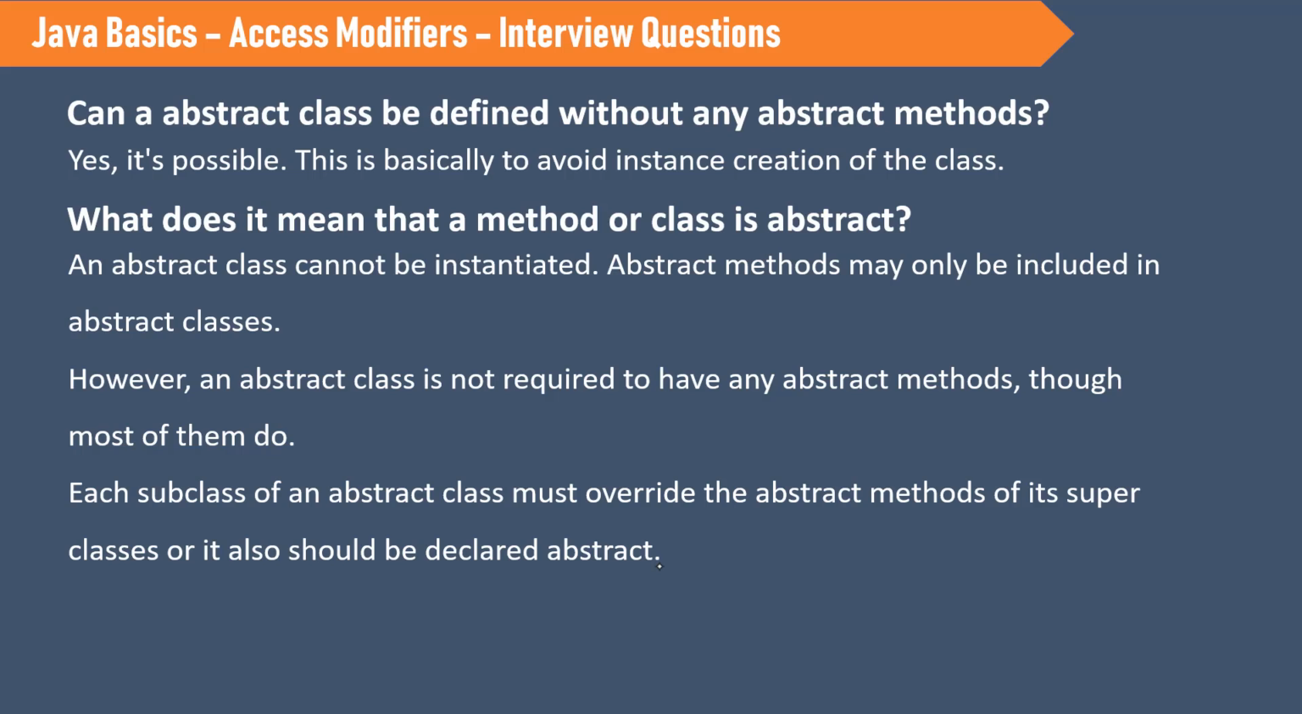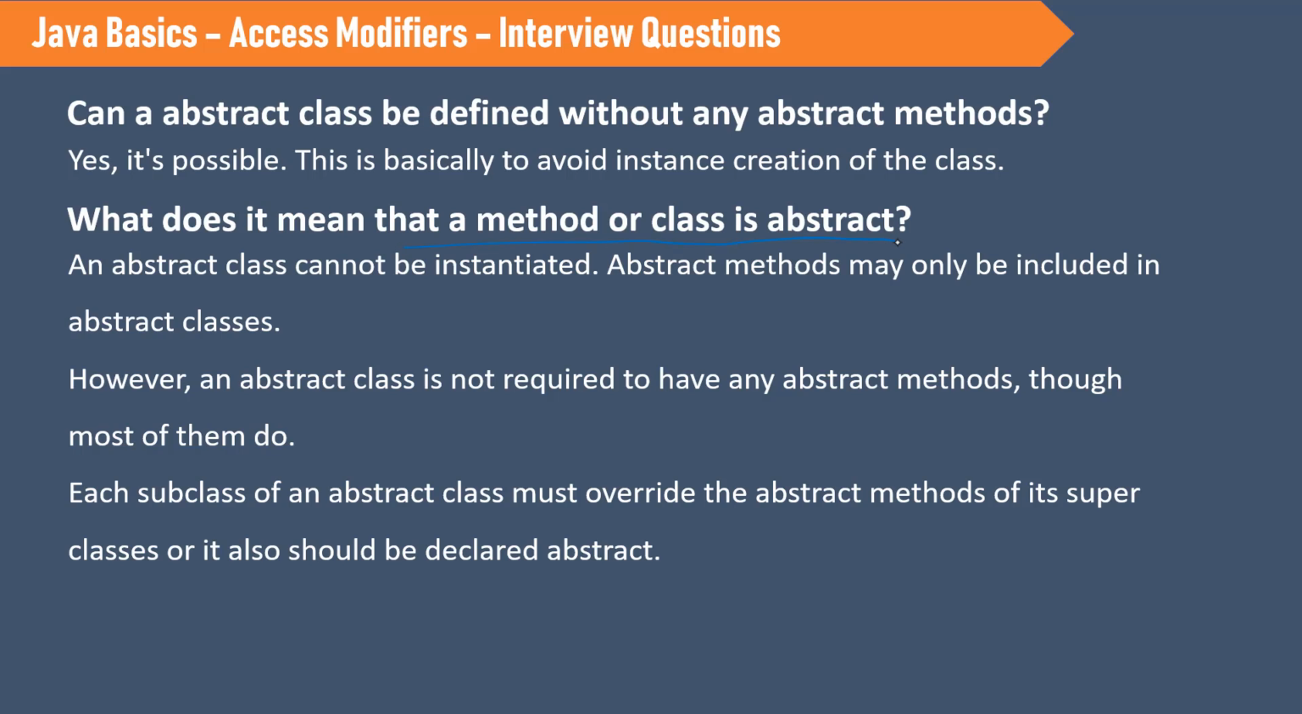Next question is, can an abstract class be defined without any abstract method? We have already seen this one. Yes, we can declare any class as abstract class and it can have fully concrete methods, that means methods with body. So yes, we can declare any class as abstract class and we don't need to have abstract methods in that. But a normal class, if it has an abstract method, the class also should be an abstract class.